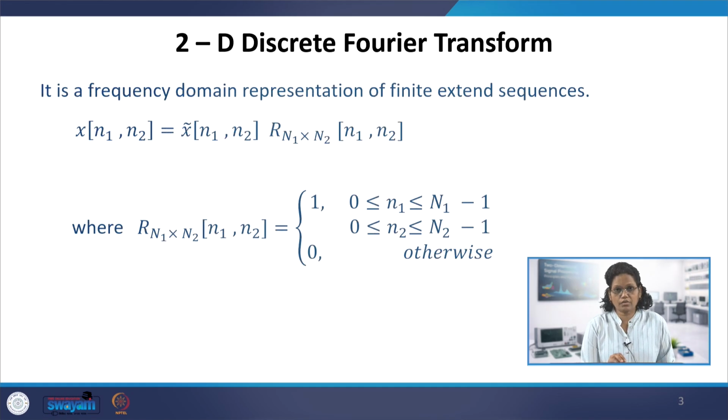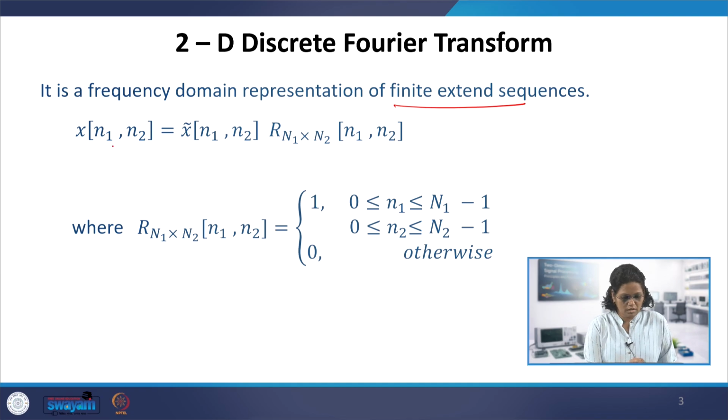If we extend the idea of the 1D DFT that we had done, from the 2D discrete Fourier series, DFS, we would get the 2D DFT from the 2D DFS. This gives the frequency domain representation of the finite extent sequence. The previous equation is valid for the periodic sequence.